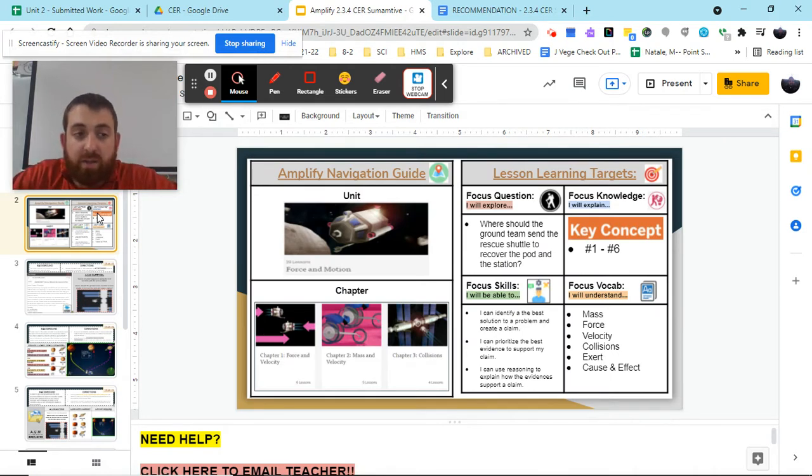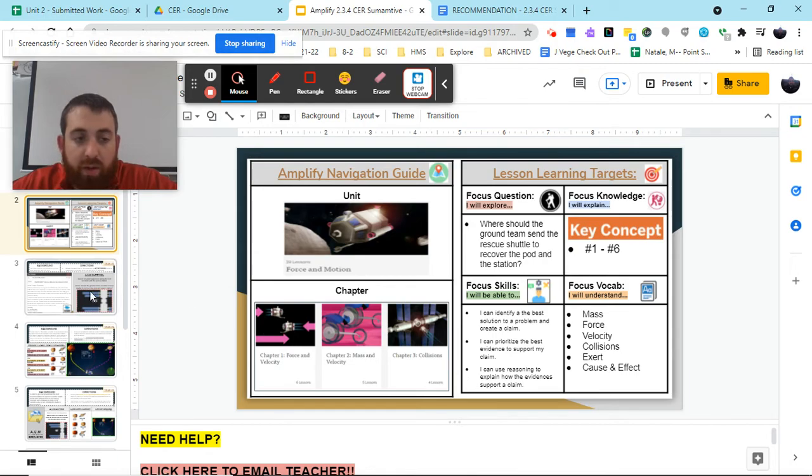The question we're looking to answer in today's CER is where should the ground team send the rescue shuttle to recover the pod in the station? We're going to talk about how we're going to go about answering that today using our different key concepts and our different vocabulary words, focusing on using evidence to support a claim with strong reasoning.